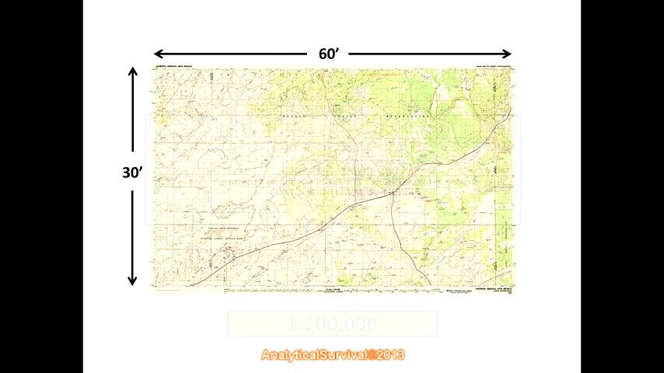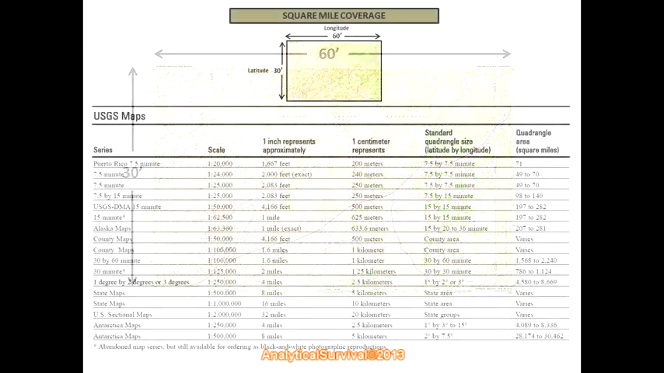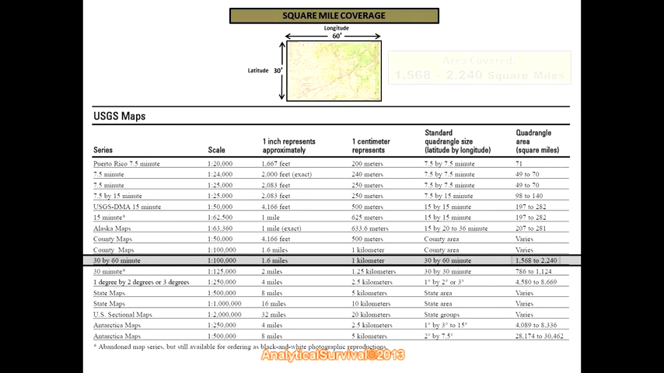We're still covering a good deal of area, but we're also retaining a good deal of detail as well, as you can see here. This is a very good compromise, and this size of map is very popular for a general overview of a given area. In fact, you can expect coverage from about 1,568 to 2,240 square miles.